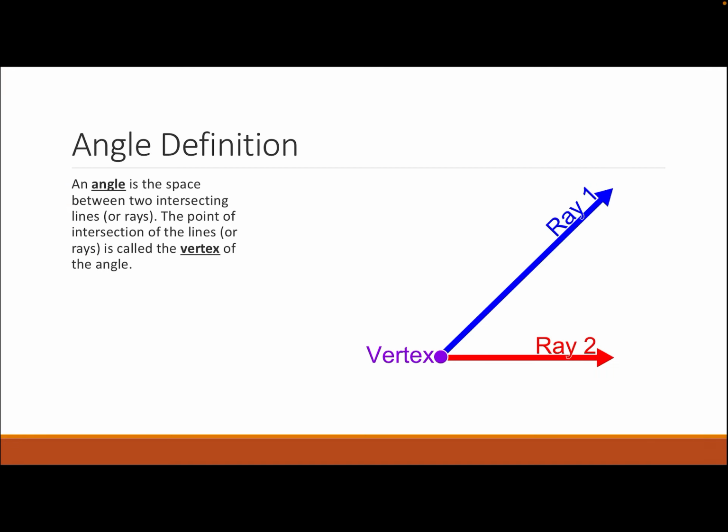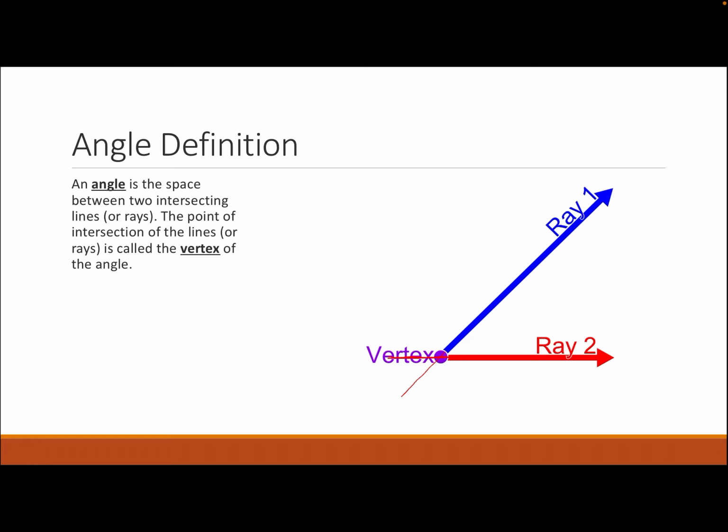So an angle is the space between two intersecting lines or rays. The point of intersection of the lines is called the vertex. So we have this ray 1 that's blue and ray 2 that's red, and the point where they intersect is called the vertex. It's important to note that both sides of the angle don't have to stop at the vertex. It means that we would just get multiple angles from one vertex if we have a pair of intersecting lines.